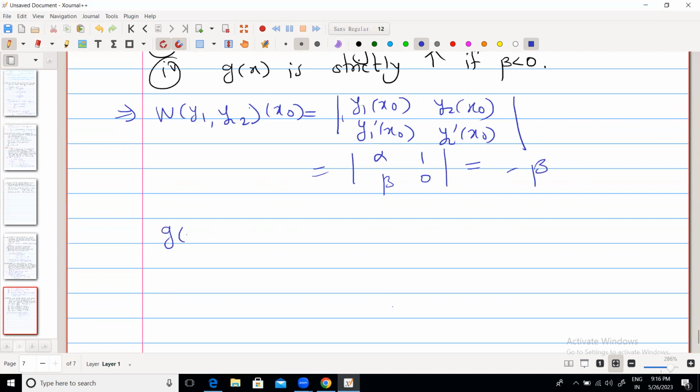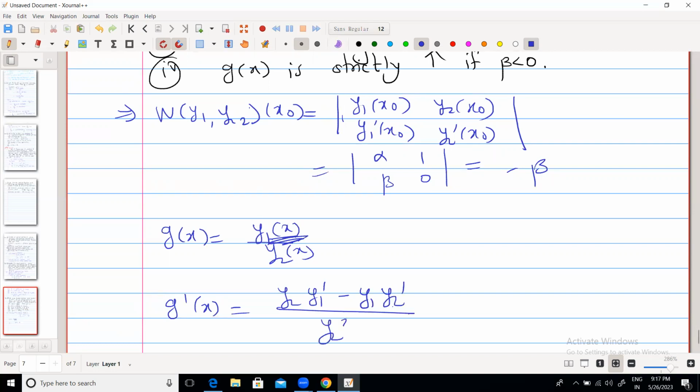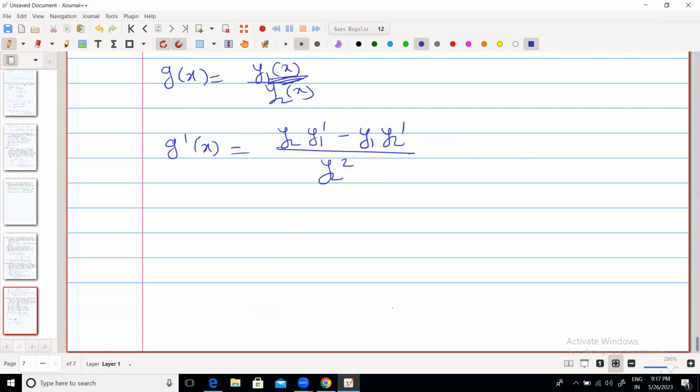Now, given that g of x is y1 divided by y2. Okay, g of x is y1 of x upon y2 of x, right? So g dash of x, what will I get? Denominator into derivative of numerator minus numerator into derivative of denominator upon denominator square. So the first one is nothing but minus Wronskian of y1 comma y2: y1 y2 dash minus y1 dash y2 divided by y2 square. But Wronskian of y1 y2 is minus beta, so this is beta divided by y2 square.